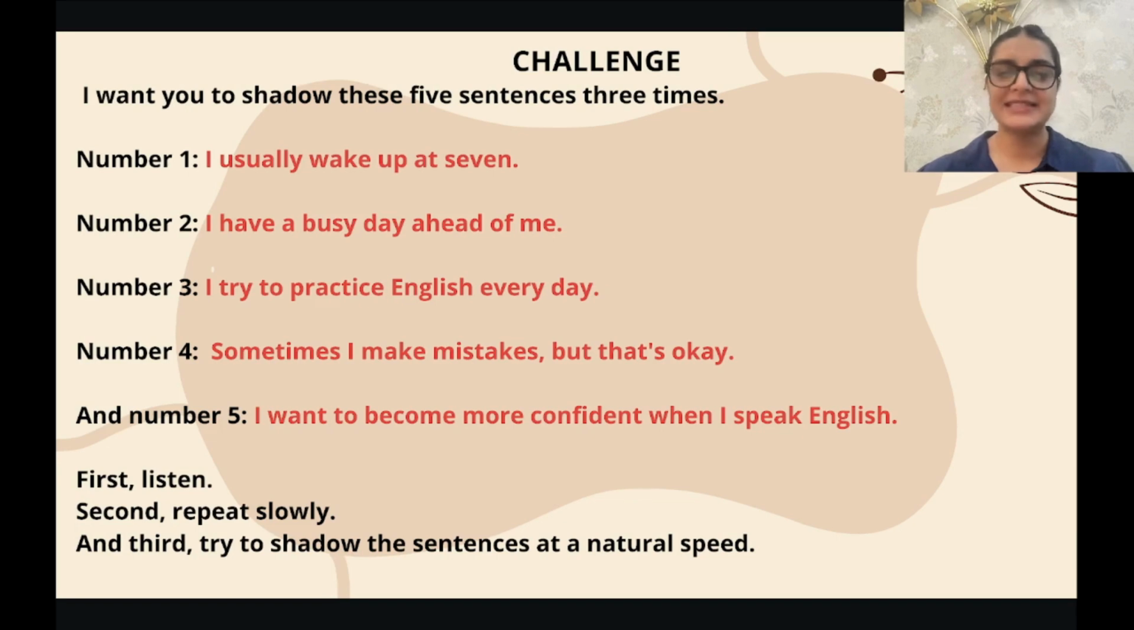You have to first listen, then you have to repeat slowly. And third, try to shadow the sentence at natural speed. So in this video, we have learned what shadowing is and why we need it. We have learned a couple of sentences as well that you have to shadow, okay? And we'll move forward slowly and gradually. There is no need to rush and speak perfect English. You just have to mimic.